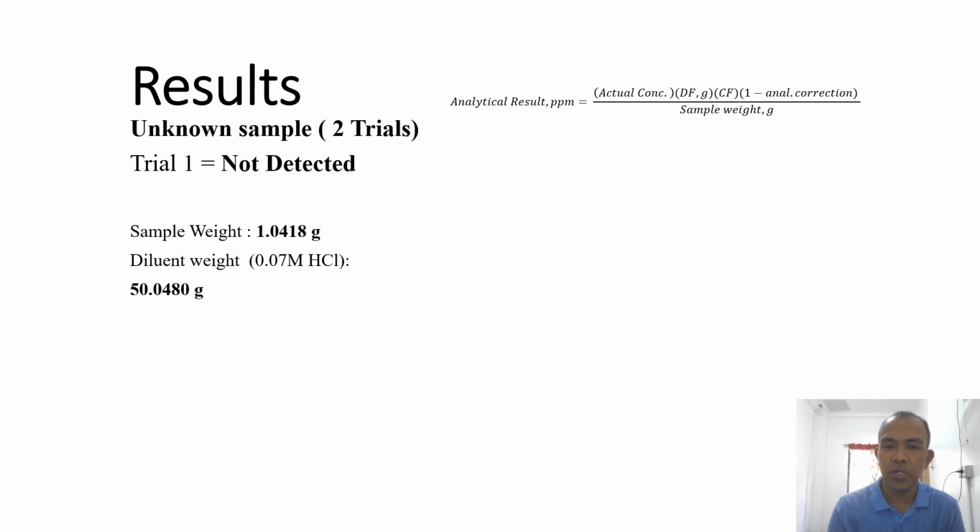The formula is what we use in our office: actual concentration times the dilution factor times the correction factor times 1 minus the analytical correction, divided by the sample weight. The analytical correction earlier was 60%, so it will be 1 minus 0.6. The dilution factor uses the diluent weight of 50 grams.